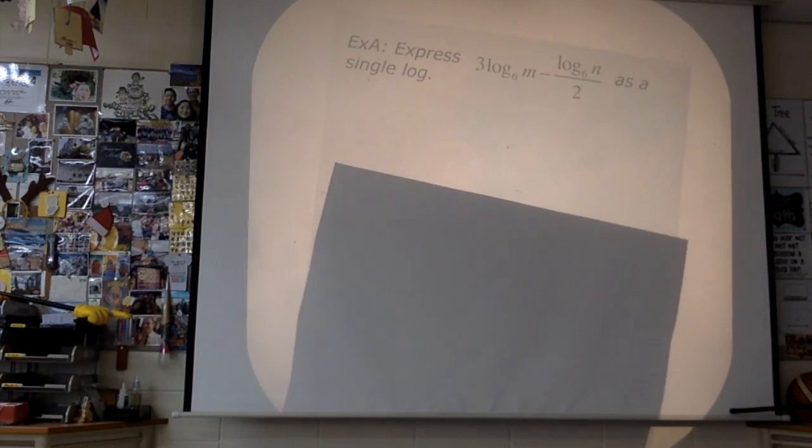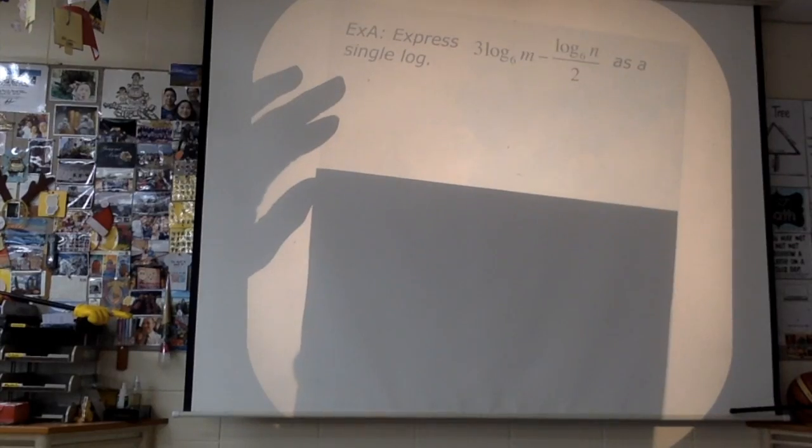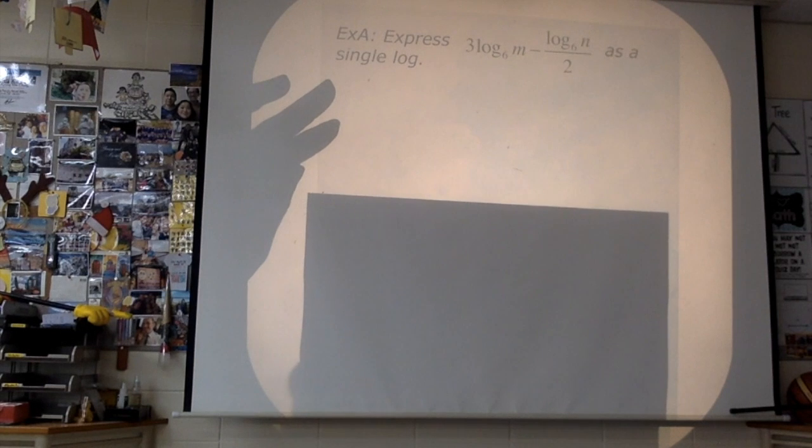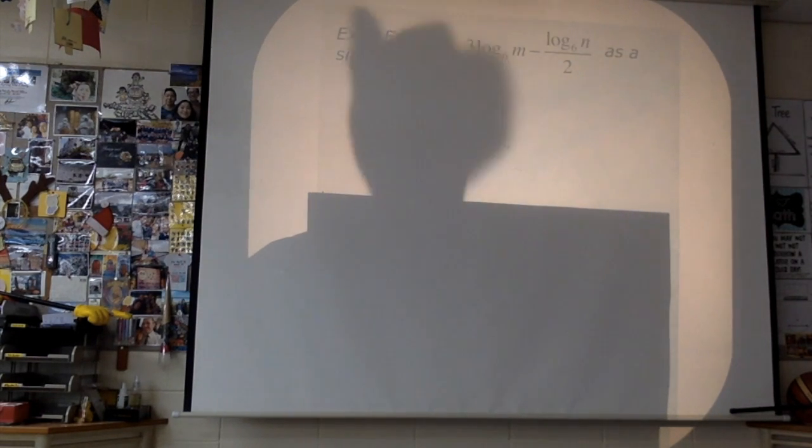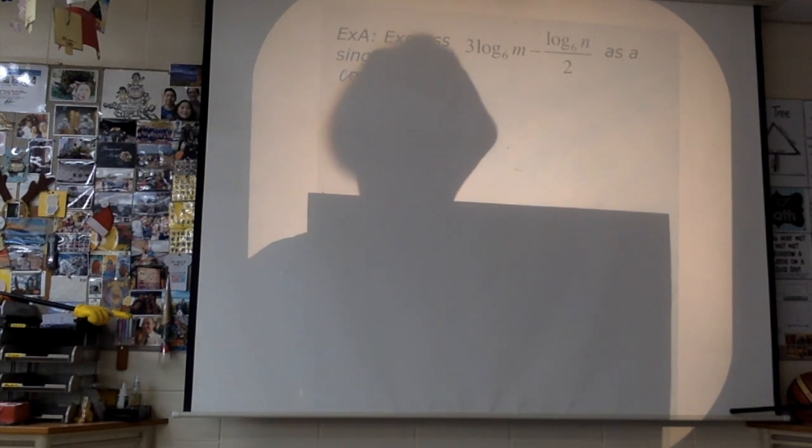So we're going to try a couple more, okay? Here's the second example. Express 3 log base 6 of m minus log base 6 of n over 2 as a single log. So this has to be all condensed. Again, this is condensing, okay?